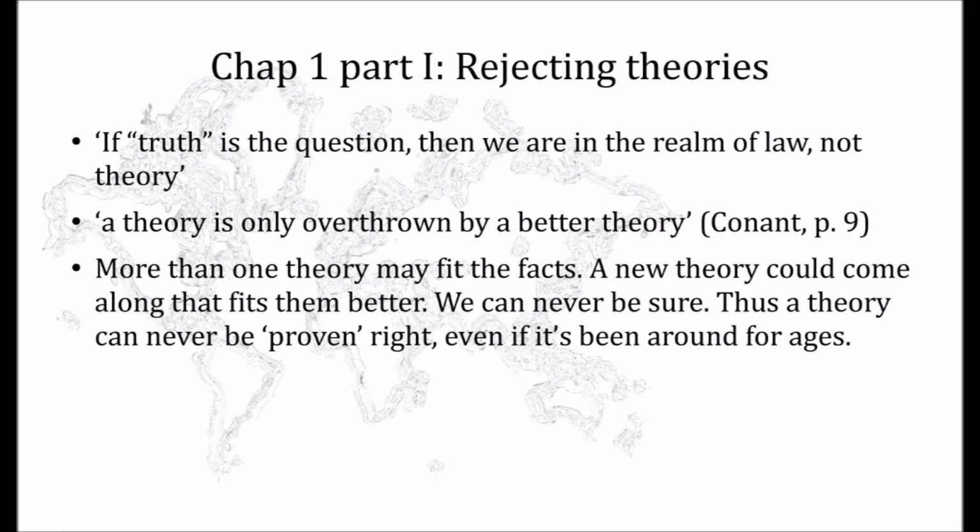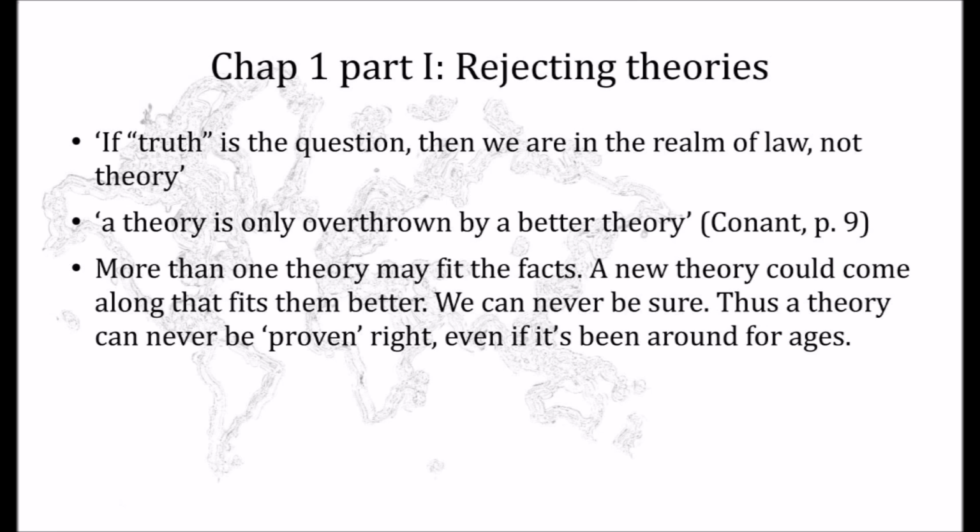Alright, now I mentioned this a little bit already, how we reject a theory. Again, it's key to remember if truth is the question, then we're talking about a law rather than a theory. Right? So a law says a relationship exists. If we find that relationship does not exist, then we can reject the law. It doesn't reflect reality. If we find that we don't reach terminal velocity when we drop something, or the acceleration of an object in 1g of gravity is not what we say it should be, we can reject that law. It's simply not true.